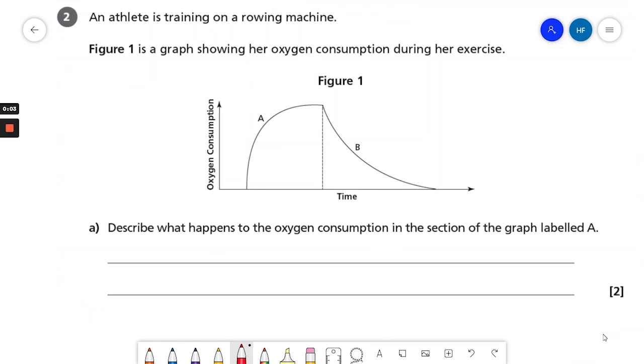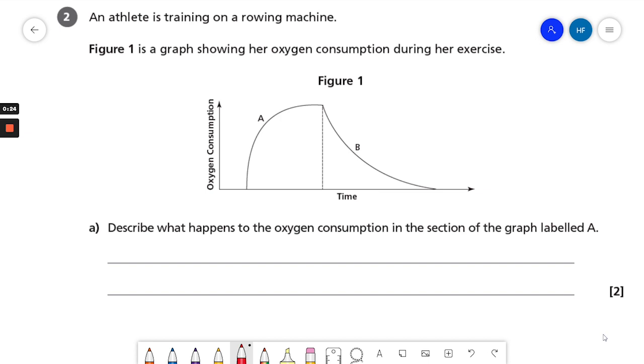Let's have a look at this exam style question on respiration and exercise. The question says, an athlete is training on a rowing machine. Figure 1 is a graph showing her oxygen consumption during her exercise. Describe what happens to the oxygen consumption in the section of the graph labelled A, and we have 2 marks.